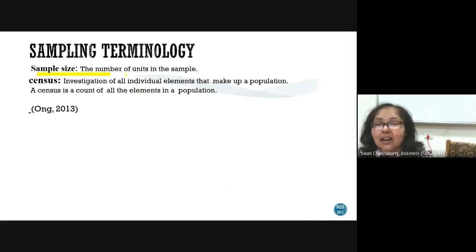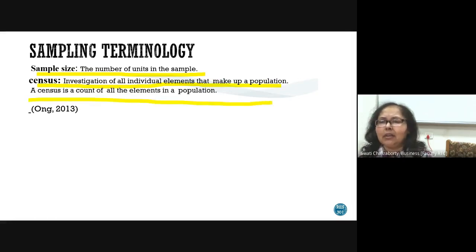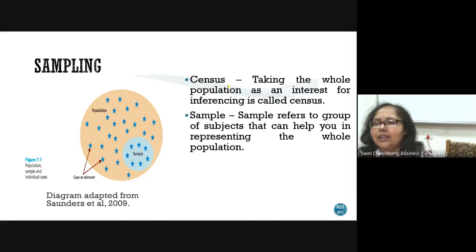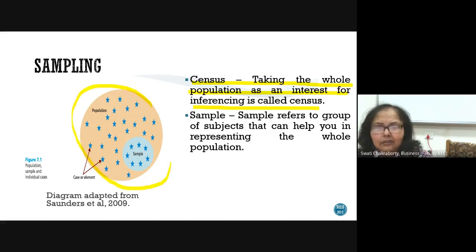Sample size is the number of units in the sample, and census is the investigation of all individual elements that make up a population. So it's a count of all the elements in the population. Instead of 30, if we had taken all 150, then it would have been a census. So census takes the whole population for inferencing, whereas a sample refers to the group of subjects that can help you represent the whole population, a part of it.